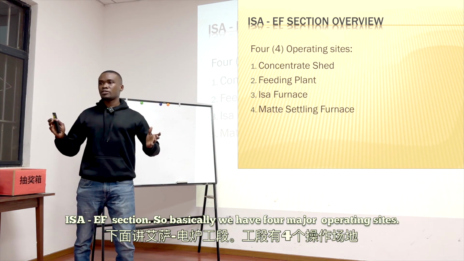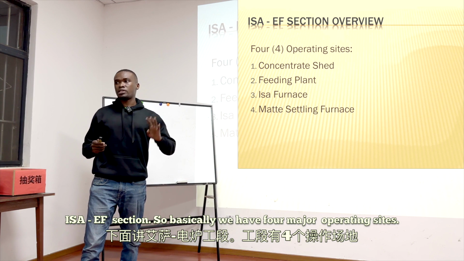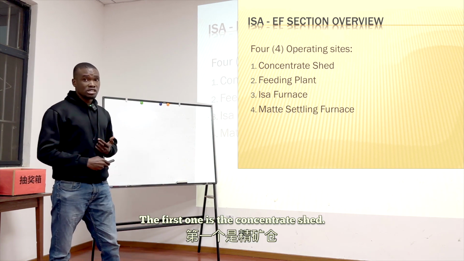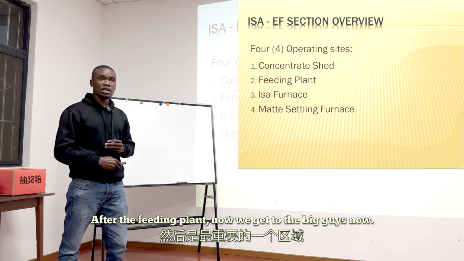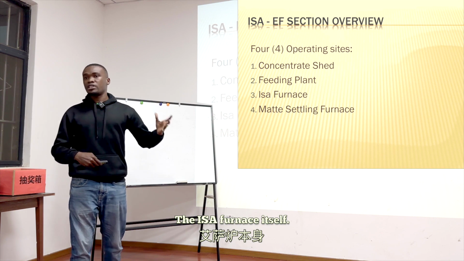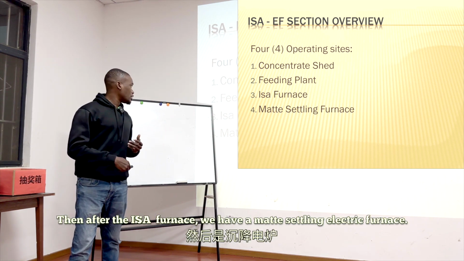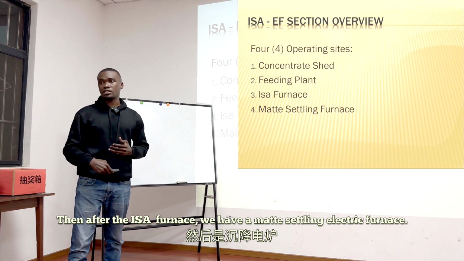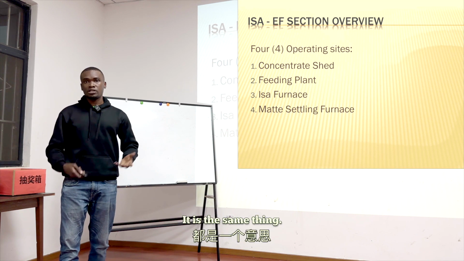ISA EF section, okay? Basically we have four major operating sites. The first one is the concentrate shed. Then the second one, we have a feeding plant. After the feeding plant, we get to the big guys, the ISA furnace itself. Then after the ISA furnace, we have a matte settling electric furnace, or sometimes it can just be called EF or MSEF. It's the same thing.